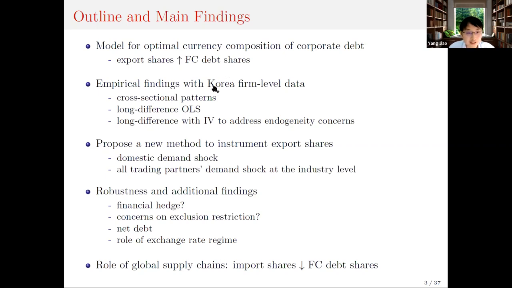So firstly, we use South Korea's firm level data. We try to show cross-sectional patterns. Cross-sectional patterns means that for a given year, we observe that exporters actually borrow more in foreign currency in terms of foreign currency shares, right? So foreign currency debt shares. And also within exporters, do we see that a firm with a larger share of their export sales in their total revenues actually also is related to larger foreign currency debt shares.